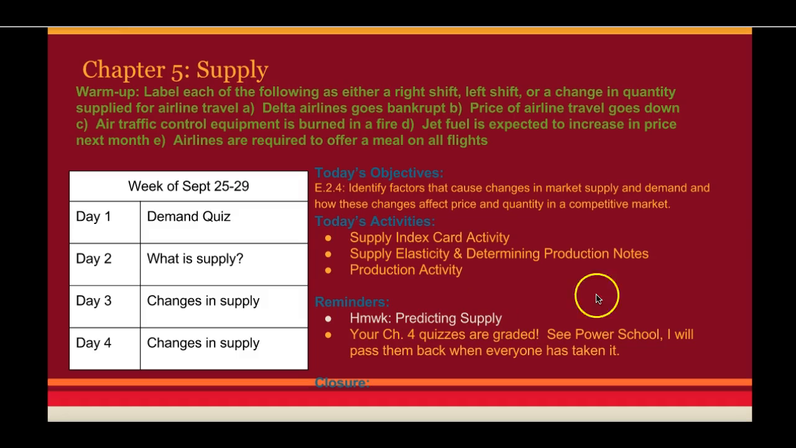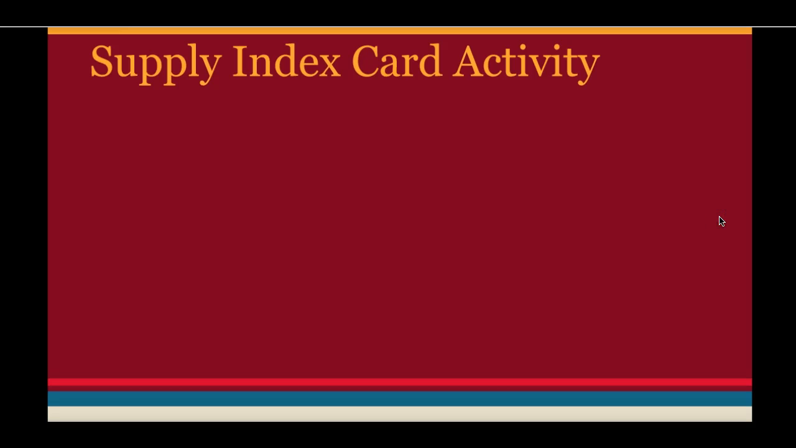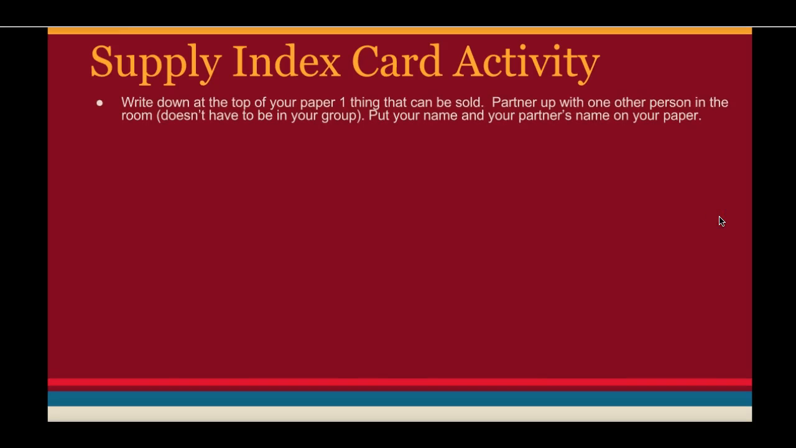Okay, so here's what I want to talk about in this video: the index card activity. By now, you should have gotten a paper out, and if you haven't, make sure you get a paper out now that is not part of your notes, because you will be turning it in. Right at the top of your paper, write one thing that can be sold, and then you're going to partner up with somebody else in the room. It does not have to be somebody in your group, and I want you to put your name and your partner's name on your paper.